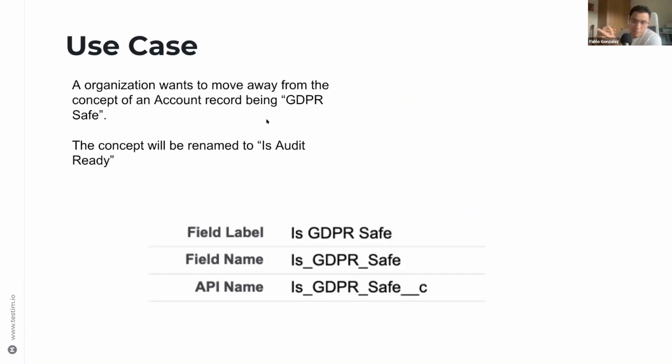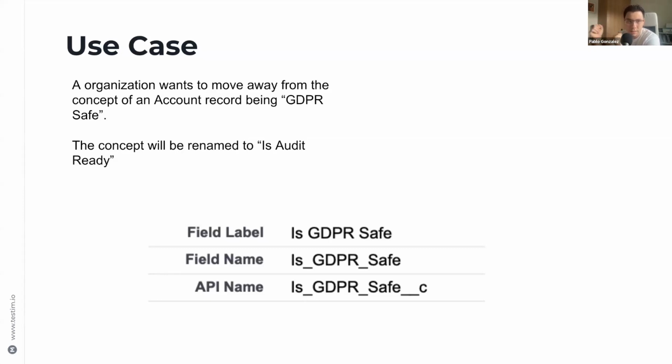All right, so before we can explain this, let's review a use case. Let's say that a Salesforce organization has a field on the account object called isGDPR safe. This field is used in many different business processes. It's in Apex, flows, validation rules, etc. And then at some point in time, they decided they want to move away from this concept of GDPR safe, and instead they want to rename it to is audit ready. So the initial scope of the change is just to change the field label to is audit ready.